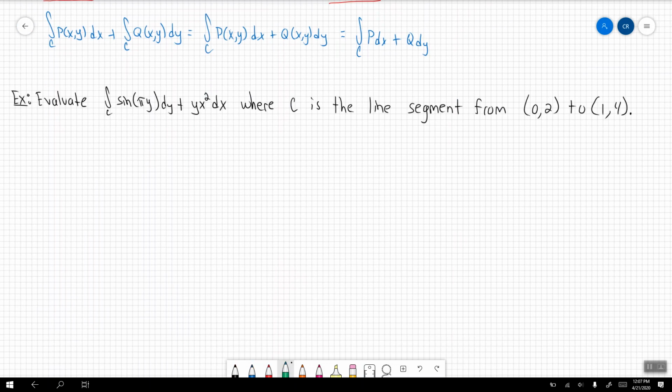So the first thing that I'm going to do is parameterize that line segment. So let's go through that process. Again, if I consider this P and this Q, I'm just going to take vector PQ, like such, and that's going to be ending minus beginning, so that's going to be just <1, 2>.